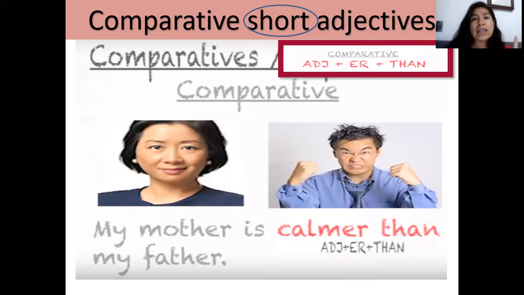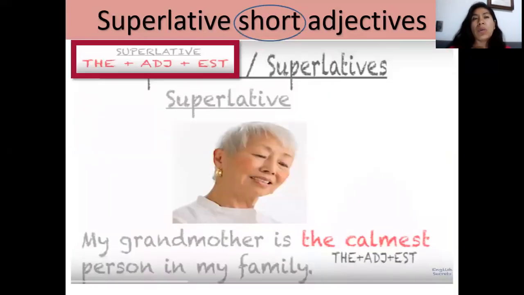In this case, we have calm. Calm has only one syllable. So in my example, my mother is calmer than my father. So the formula for short adjectives is adjective plus er plus than. One more example.